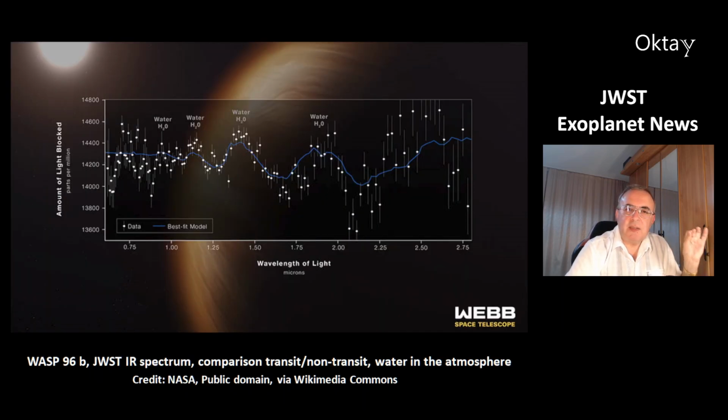This is a James Webb Space Telescope infrared image of the planet WASP 96b. You have to make 2 spectra. You make one spectrum when it's just in front of the star, and you make a second spectrum when the planet is behind the star. Then you can make the difference, and you can find which of the peaks are caused by the planet, by the atmosphere of the planet. And the James Webb Space Telescope showed that this planet contains water in the atmosphere.